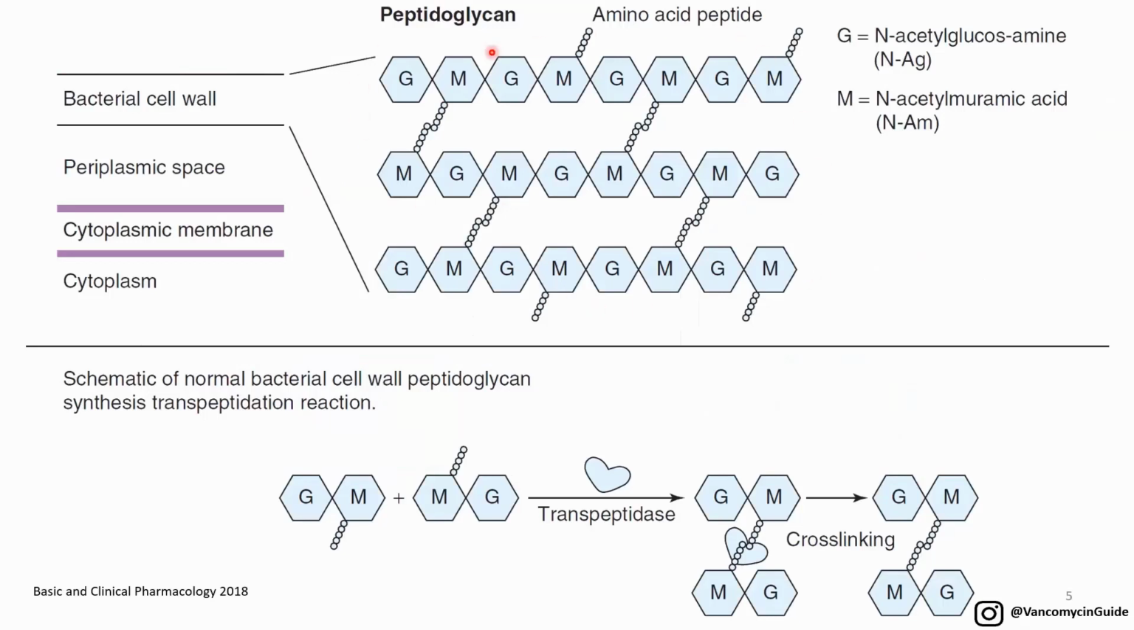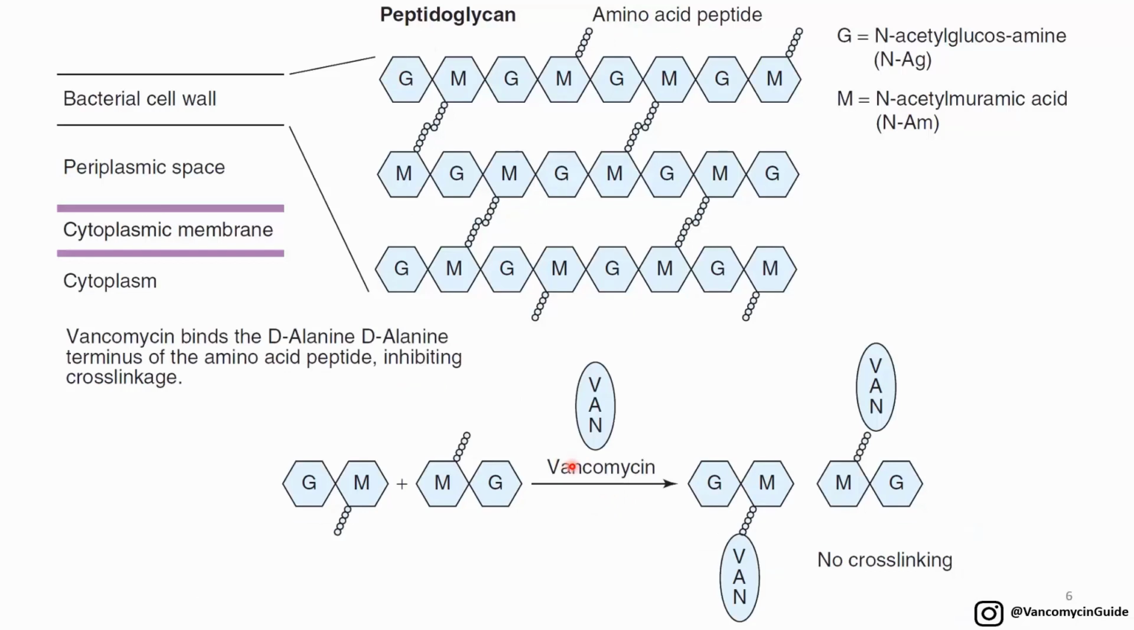Here's what the peptidoglycan looks like. Note that this is a mesh of basically building blocks of the peptidoglycan. Those building blocks are basically G and M, so N-acetylglucosamine and N-acetylmuramic acid. The way that this peptidoglycan mesh is formed is that these building blocks will cross-link with each other, and overall it will create this mesh. What vancomycin does is that it will bind to these building blocks, and when it binds to them, it inhibits cross-linking. Because vancomycin inhibits that, there will be no peptidoglycan layer formed.